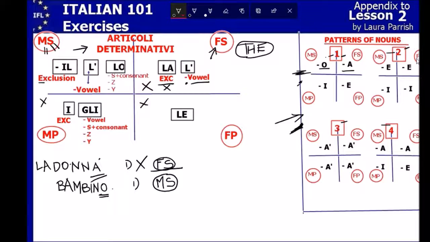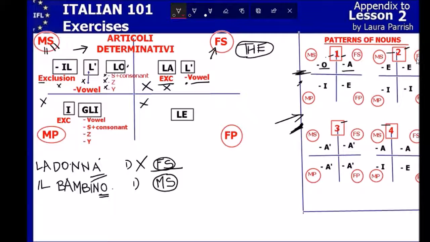So we start here with lo. And we say, does bambino begin with s plus consonant? No. Does this word begin with z? No. Does this word begin with y? No. So we go to this one. Does bambino start with a vowel? No. So by exclusion, it is the last one. In fact, the right article is il bambino.